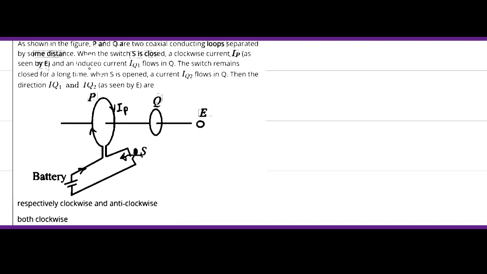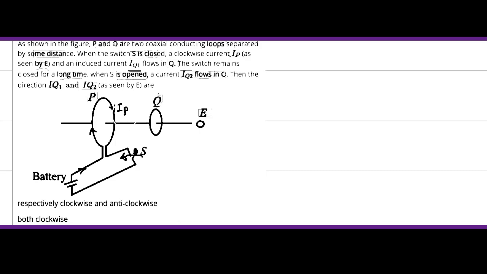And an induced current IQ1 flows in Q. The switch remains closed for a long time. When switch S is opened, the current IQ2 flows in Q. Then what are the directions of IQ1 and IQ2 as seen by E?